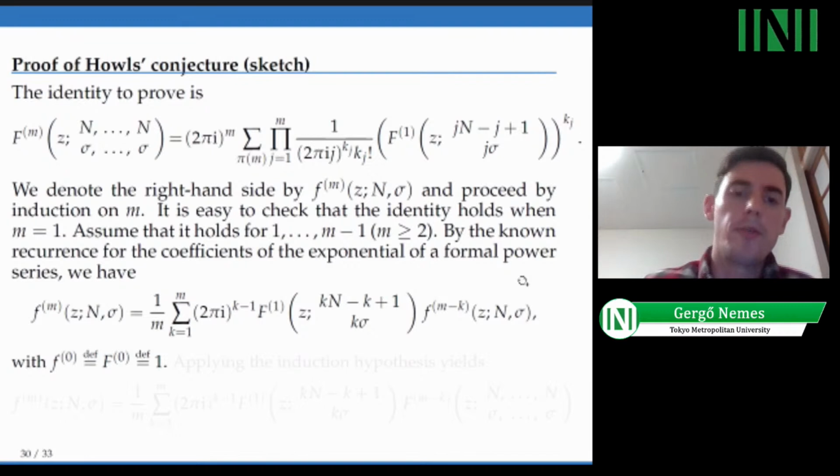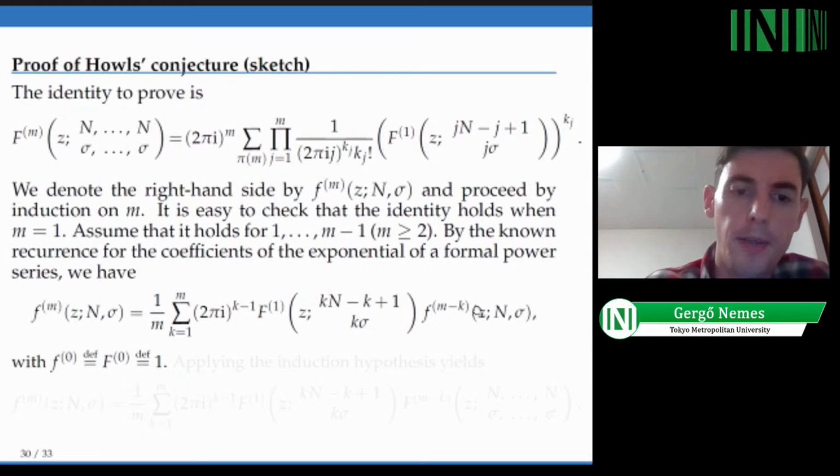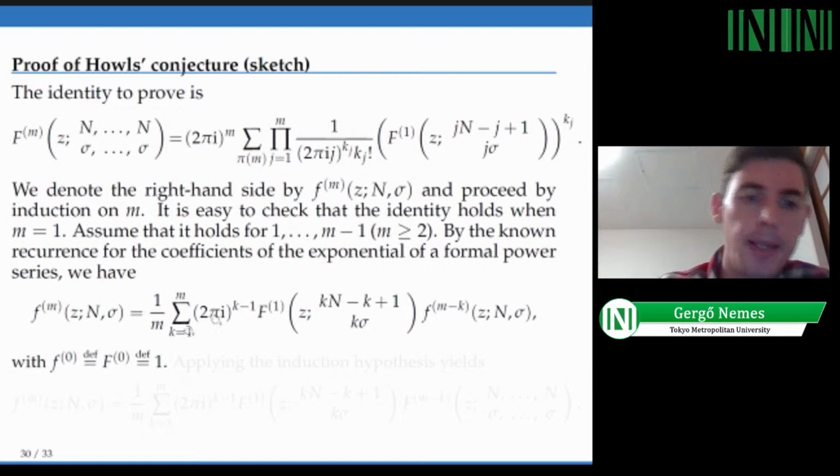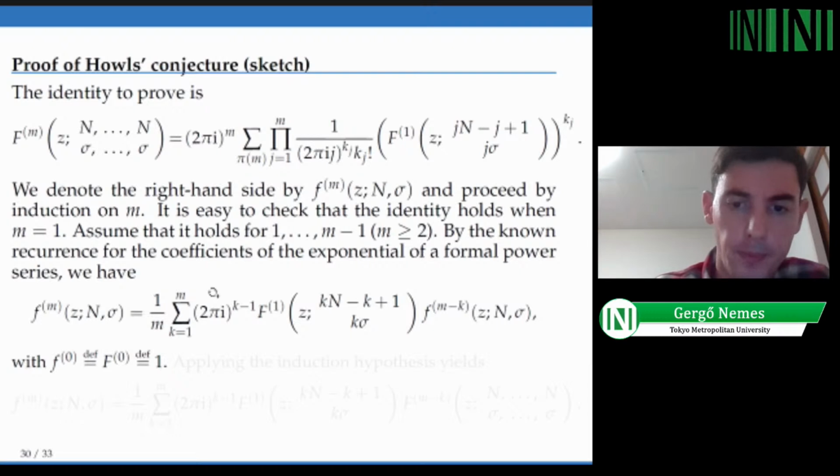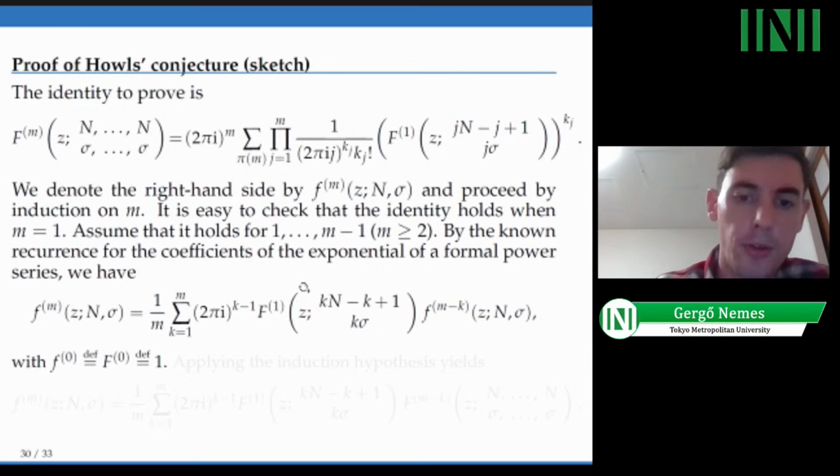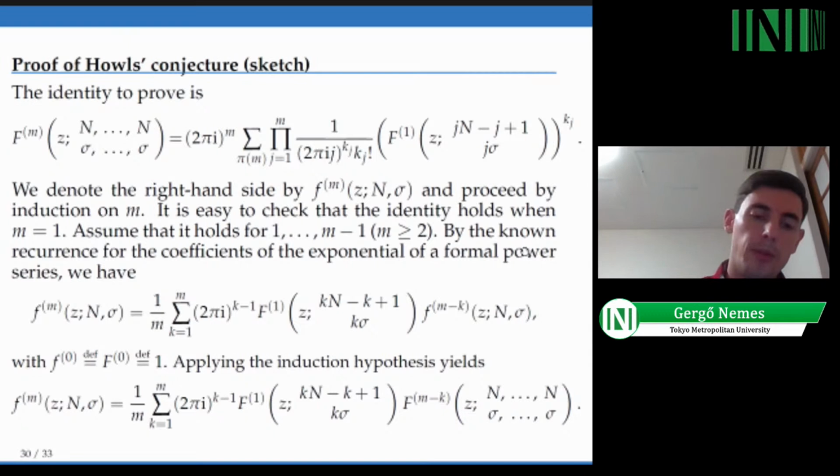There is a recursion formula for the coefficients of the exponential of a formal power series. If you apply that, then we end up with this identity, where I defined f_0 and the zeroth hyperterminant to be 1. And then on this side, we have the little f's with index up to m minus 1. For those, we know that the conjecture is true by the induction hypothesis. So we can replace them by the hyperterminants.